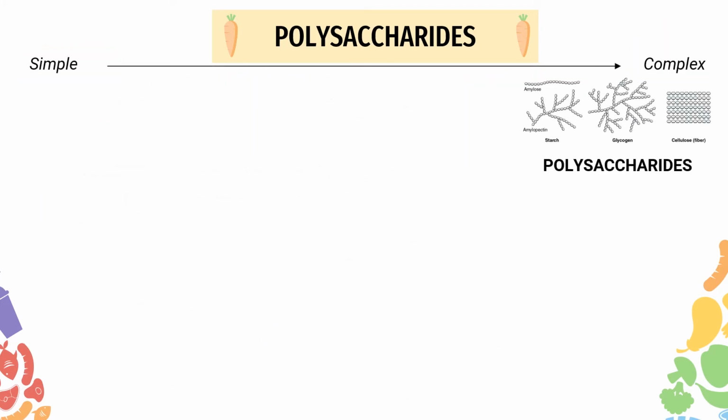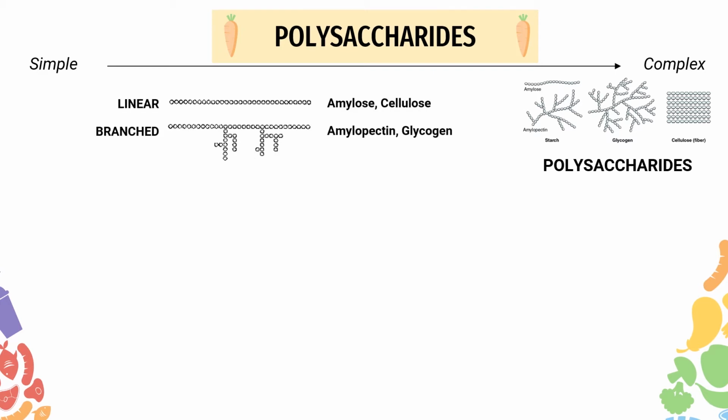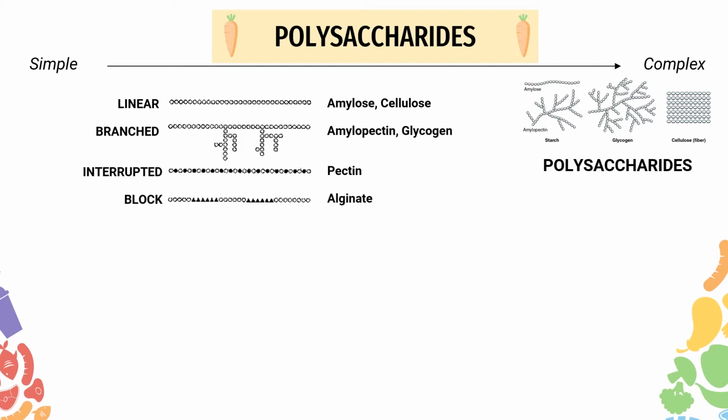Okay, next. Polysaccharides can also be classified by their polymerization pattern. The patterns include linear polymers such as amylose and cellulose, branch polymers such as amylopectin and glycogen, interrupted polymers such as pectin, block polymers such as alginate, and alternate repeat polymers such as agar and carrageenan.